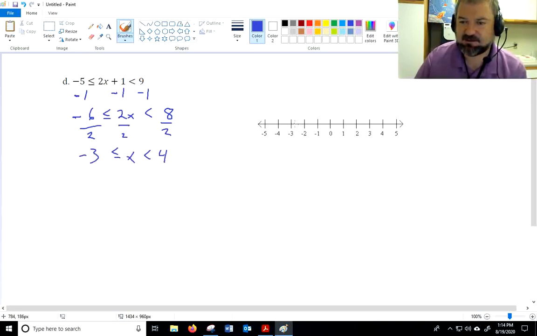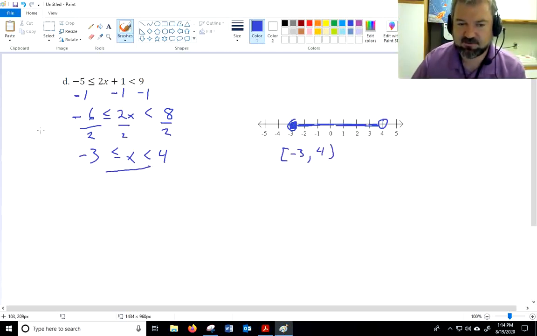Okay, so we have negative 3 less than or equal to x, so it's going to be closed in. And then x is less than 4, so I'm not going to close that in. And I'll color these in between here. And so in interval notation, this would look like negative 3 to 4. And if you're wondering, if I want to make this in set builder notation, I just put an x such that right in front of that statement. And then I've got it.